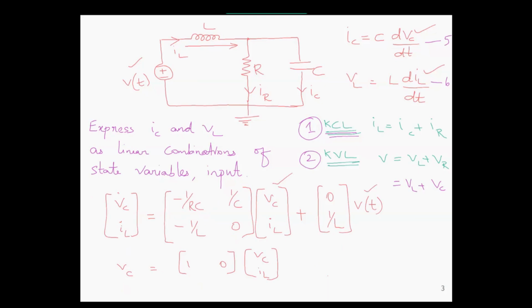So in the first equation, there is no presence of input, so it is 0. And in the second equation, we have a multiplication factor of 1 by L. And VC is equal to a vector 1, 0 multiplied with VC and IL. Since, as I mentioned at the beginning of the problem, VC is the output, this is the output matrix.